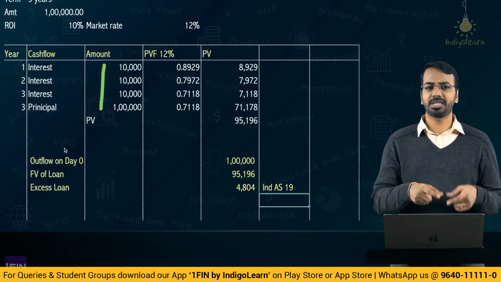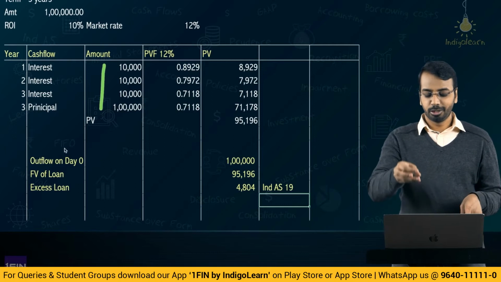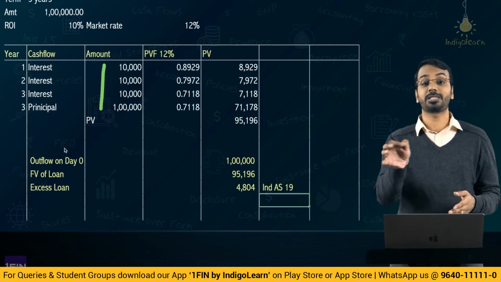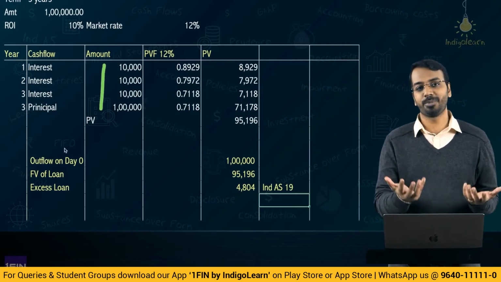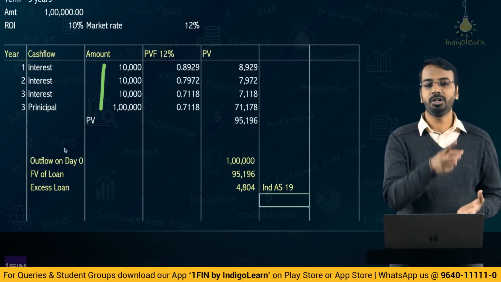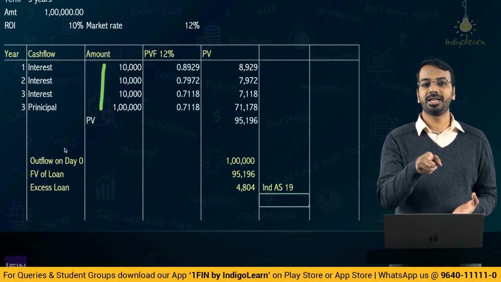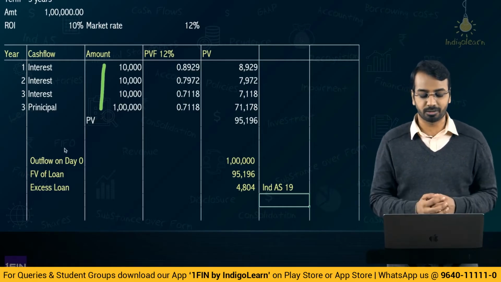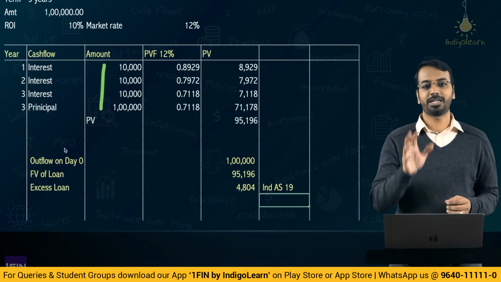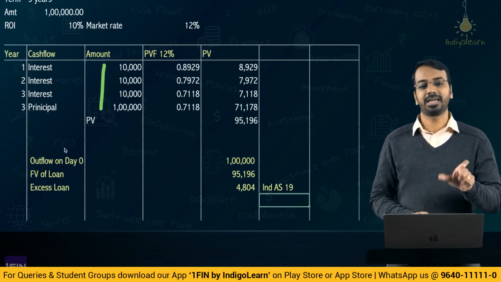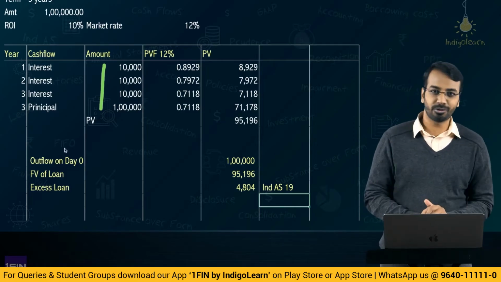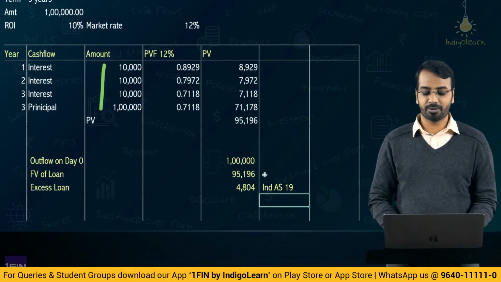Say for example, the company says, till the time you are with the company, you will get this concessional rate of interest. Then till that period, you will expense this item. Or if the company says, no, even if you leave tomorrow, you can continue to pay us 10% rate of interest, then in that case the entire 4,804 we will treat as employee benefit expense and charge off in the same period. Basically, you have to see what the service condition and the vesting condition are, and accordingly expense it.